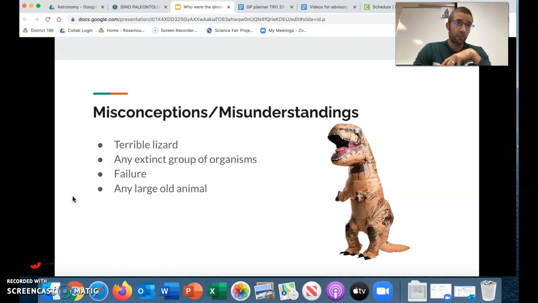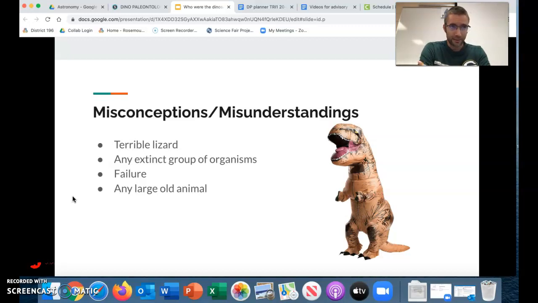A lot of people clump in organisms that aren't dinosaurs because they went extinct. We'll talk more about that here in a second, but most of life is extinct. Everything that's been around is extinct, and so we need to get rid of that idea of anything that's extinct as dinosaur.